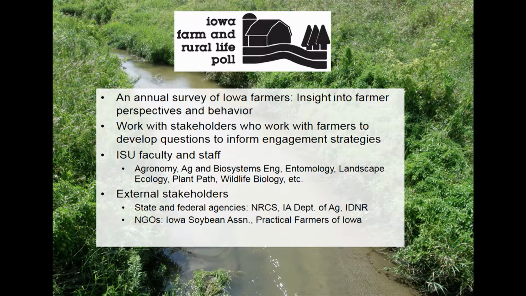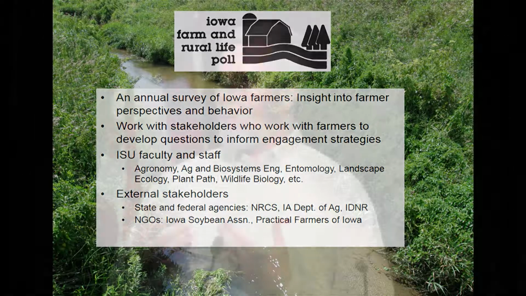And then the last project I'm going to talk about is the Iowa Farm and Rural Life Poll. It's an annual survey of farmers in Iowa. It's been going on since 1982. What we do primarily with this survey is work with stakeholders, whether they're stakeholders on campus, faculty from departments all over campus, from agronomy to ag and biosystems engineering to economics, wildlife biology, and also external stakeholders, whether it's the State Department of Agriculture, the Federal Natural Resource Conservation Service, a number of stakeholders who work with farmers and need to know or want to know what farmers think about whatever issues they're working on, so they can meet farmers where they are. And so I develop questions every year working with stakeholders for this survey.